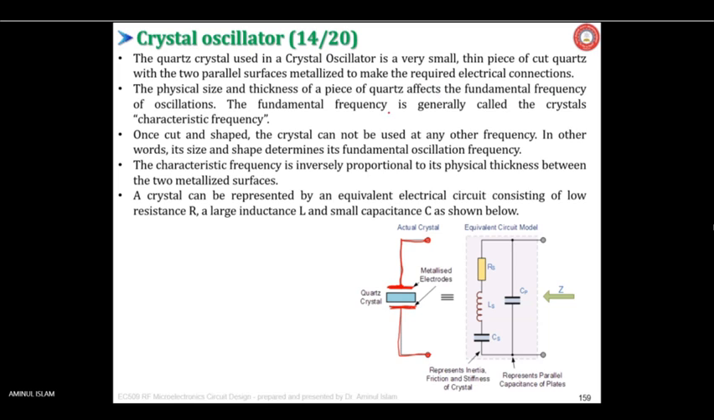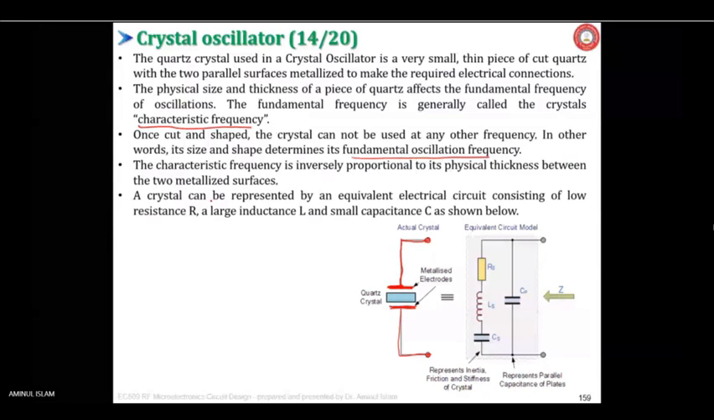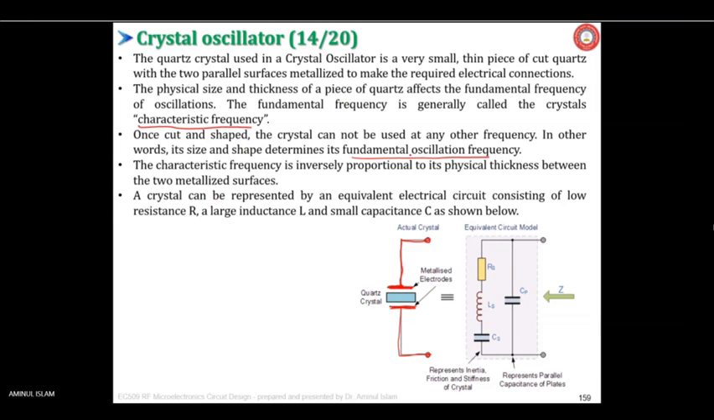Okay. The crystal size and thickness of this piece of quartz affects the fundamental frequency of oscillations. It is also called characteristic frequency. Once cut and shaped, the crystal cannot be used at any other frequency than its fundamental frequency. In other words, its size and shape determines the fundamental oscillation frequency. If you cut it differently, its fundamental frequency will differ. The characteristic frequency is inversely proportional to its physical thickness. Thickness is more, frequency is less.